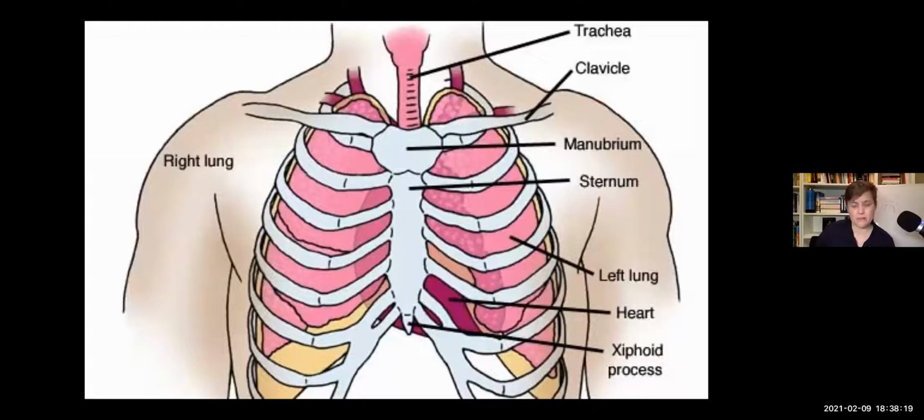And here's a picture of a chest, right? And these are the usual suspects. We got the heart and the lungs. All right, let's see what you guys put in here.